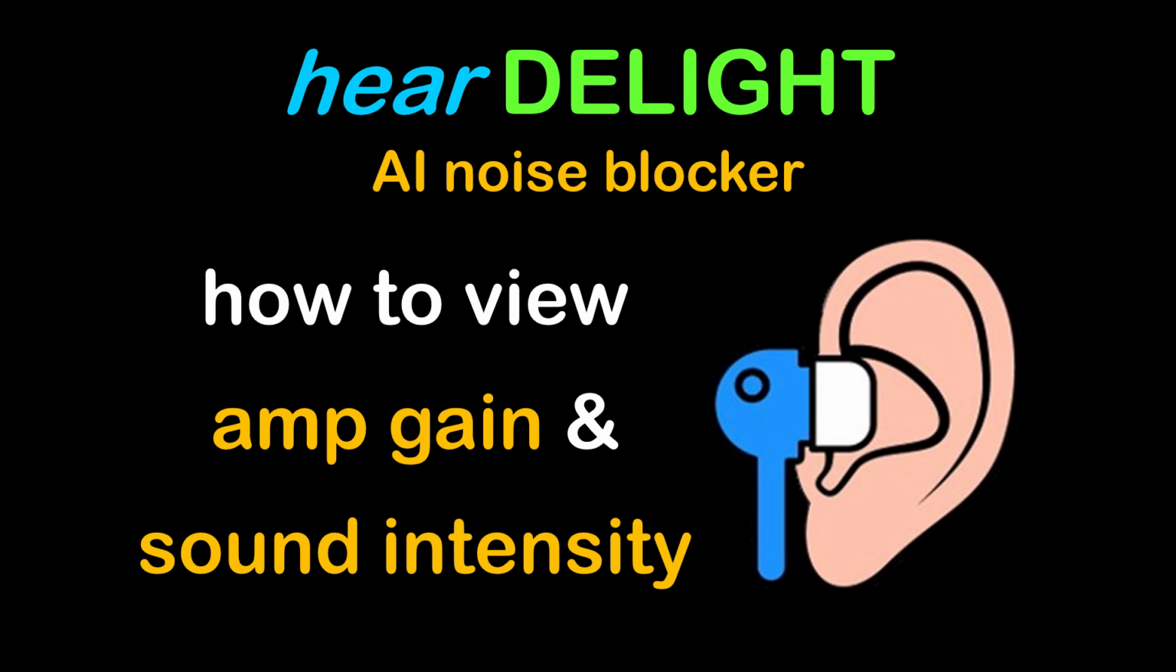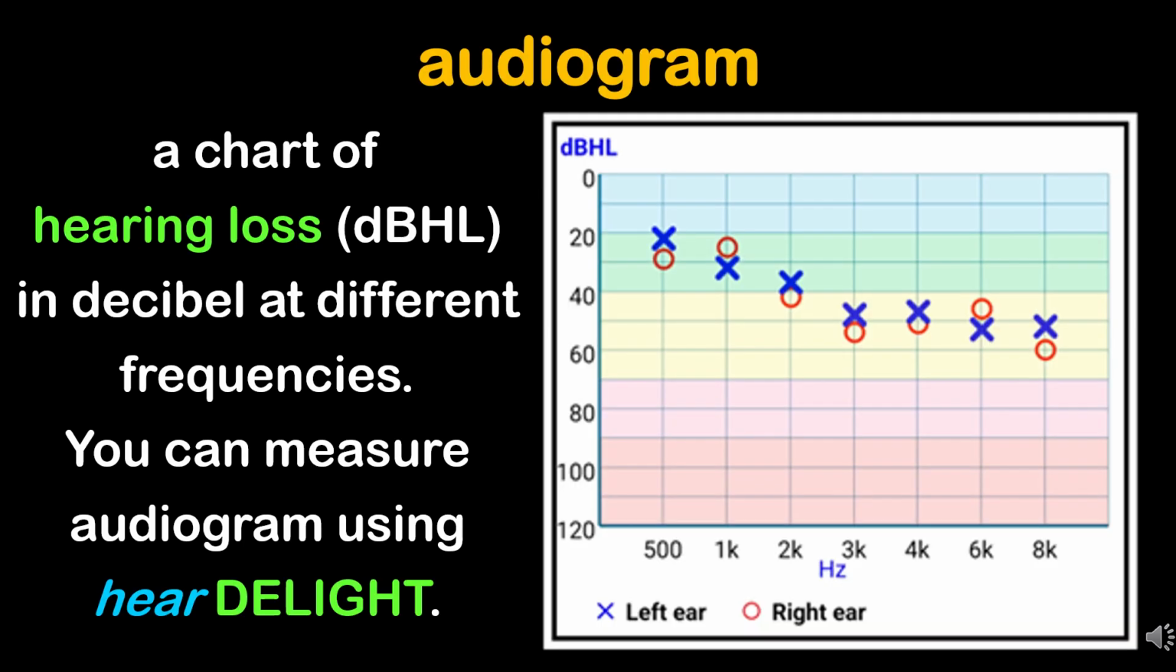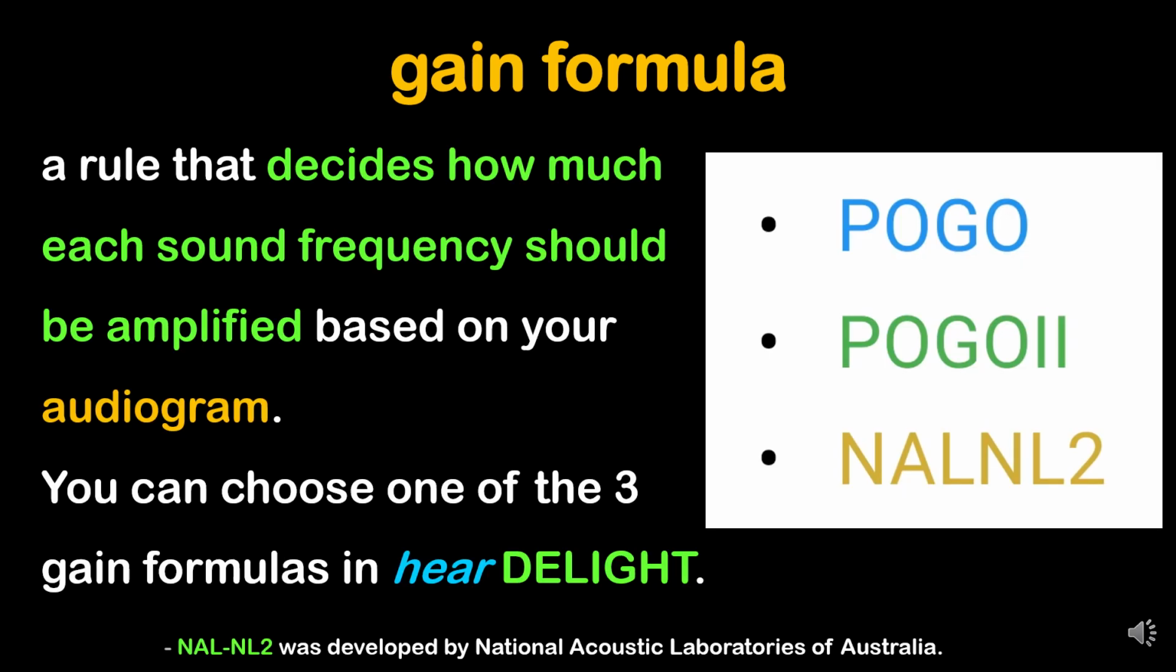How to view amp gain and sound intensity using hearDELIGHT. hearDELIGHT displays graphs of amplifier gain and output sound intensity based on audiogram and gain formula. Audiogram is a chart of hearing loss in decibel at different frequencies. Gain formula is a rule that decides how much each sound frequency should be amplified based on your audiogram.